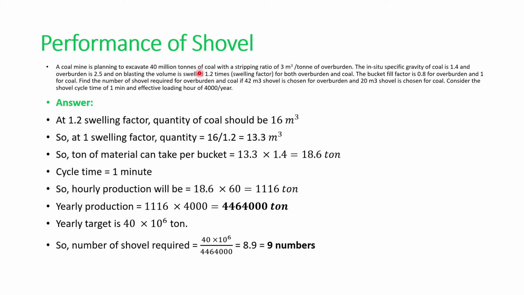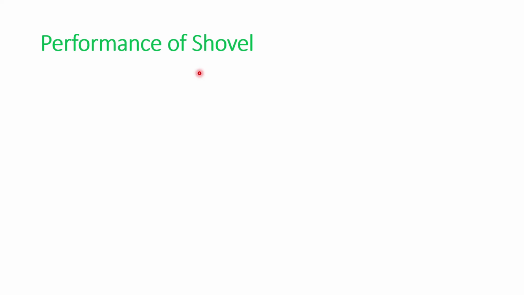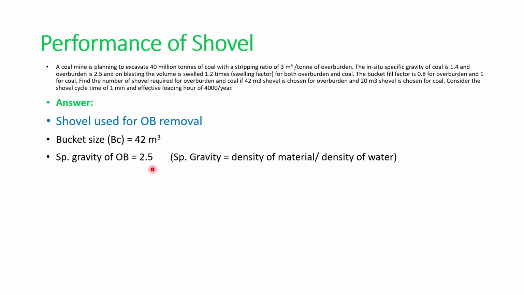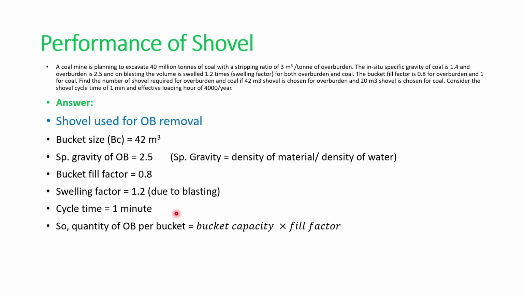Now we will calculate the same thing for the overburden. Shovel used for OB removal. The bucket size is given in the question, that is 42 meter cube. Specific gravity of the OB is 2.5. Bucket fill factor is 0.8. Swelling factor is 1.2. Cycle time is given 1 minute. So the quantity of OB per bucket equals bucket capacity into the fill factor. Bucket capacity is 42 into 0.8, the fill factor. That will be 33.6 meter cube.